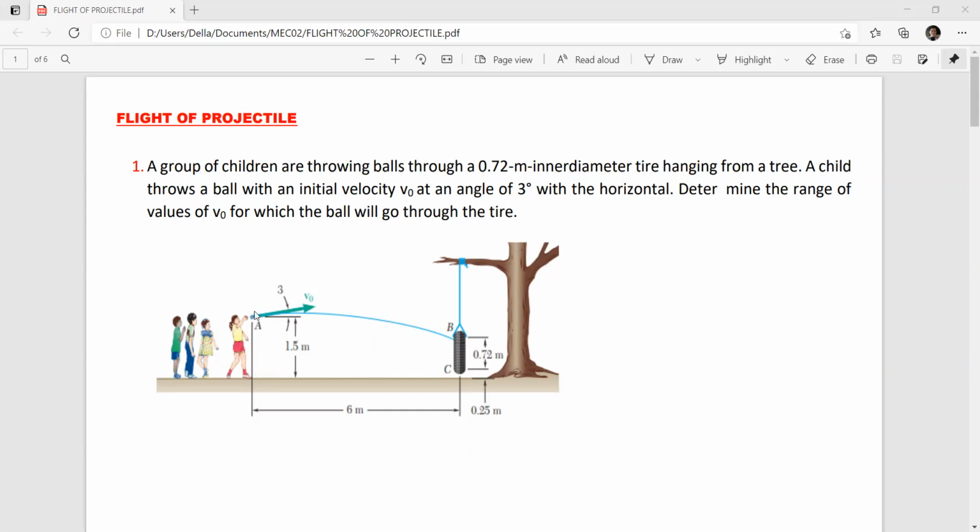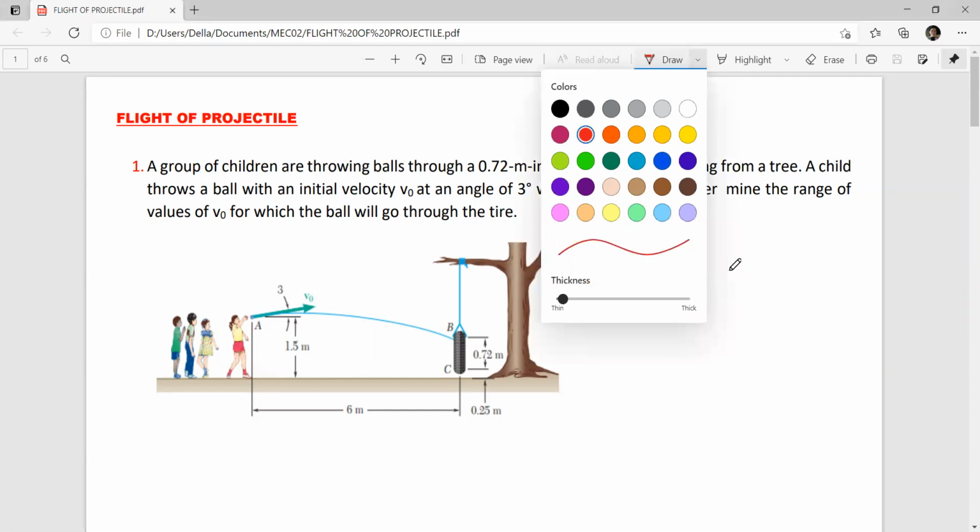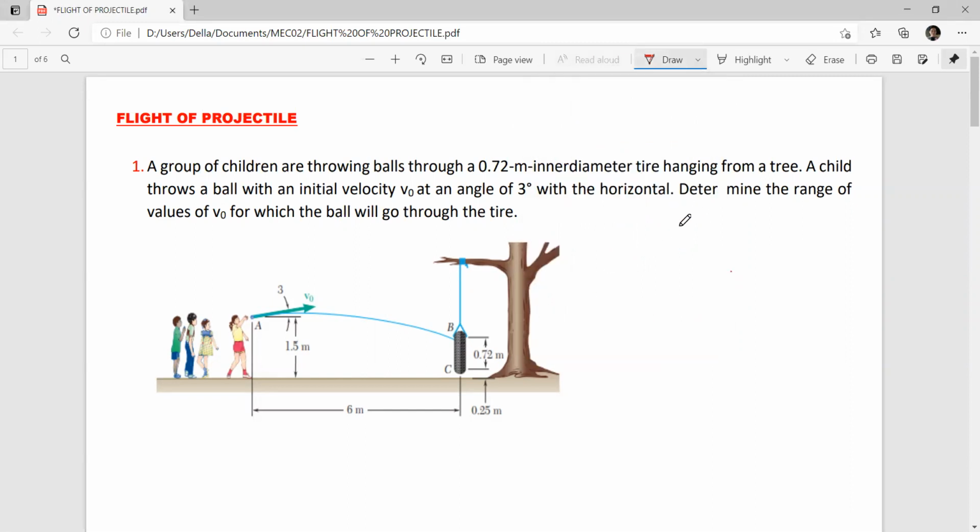So when the child throws the ball, it can pass through point B or point C, at the edge of the inner diameter, or at the rim. This is the point B and the lower is the point C. So the inner diameter has an opening of 0.72 meter, and from point C to the ground is 0.25 meter.